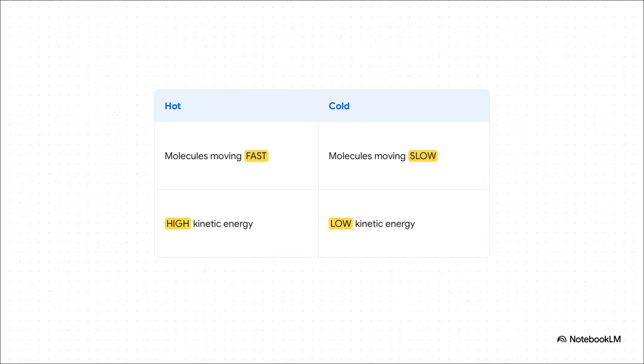When something is hot, say a flame, what's happening at the molecular level is pure chaos. You've got molecules moving insanely fast, packed with what scientists call high kinetic energy. Now, on the flip side, something cold, like an ice cube, has molecules that are kind of just lazily vibrating in place. They have very low kinetic energy. It's all the same stuff, just moving at totally different speeds.